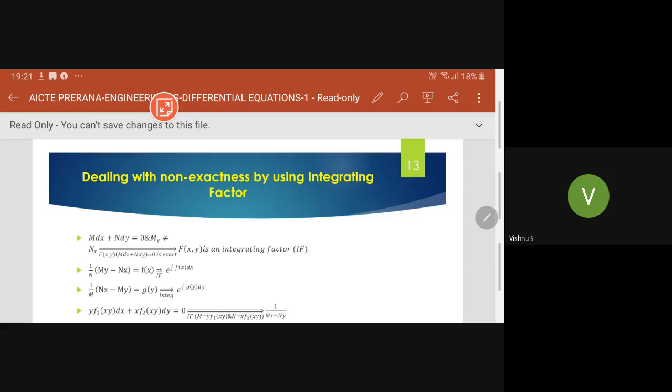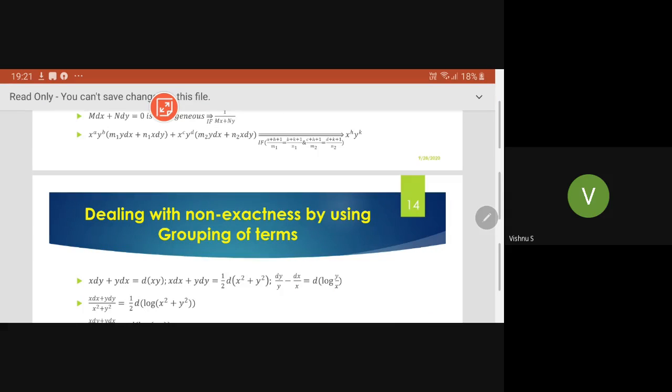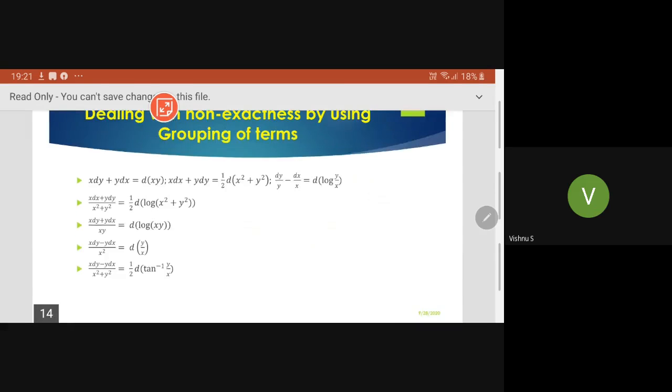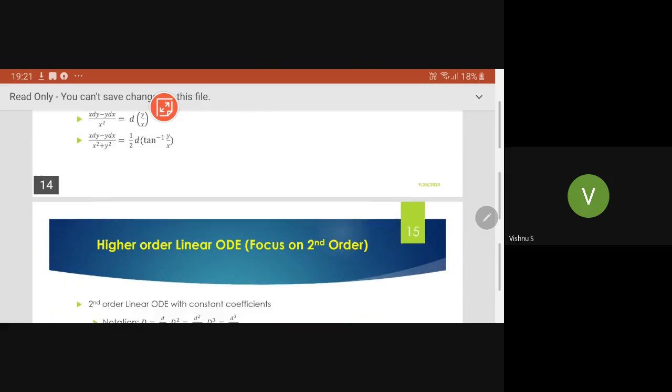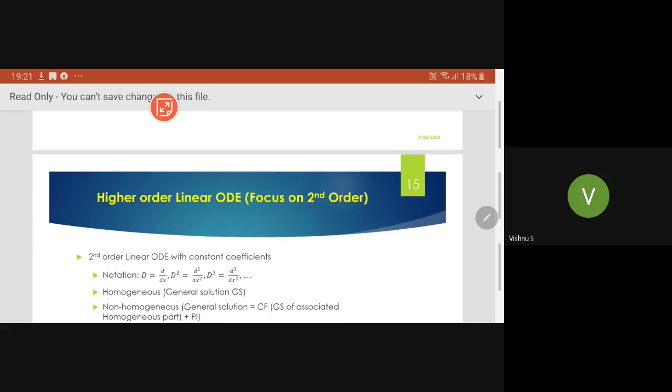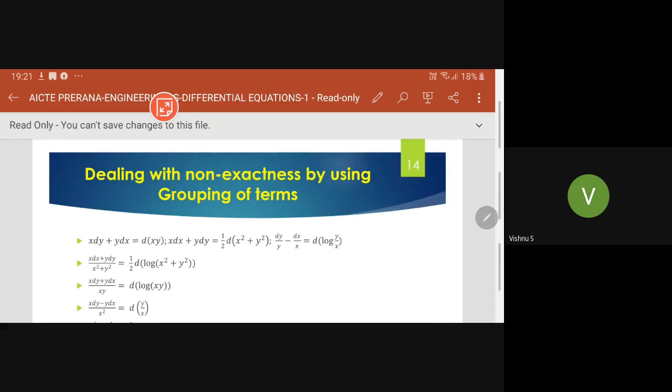We have done a good number of problems on that one, and subsequently grouping of terms. On that day I closed this one with this one, because on grouping of terms very few problems are there. So as part of sharing the material, I have kept this slide, and in fact I have shared that one in the drive also.